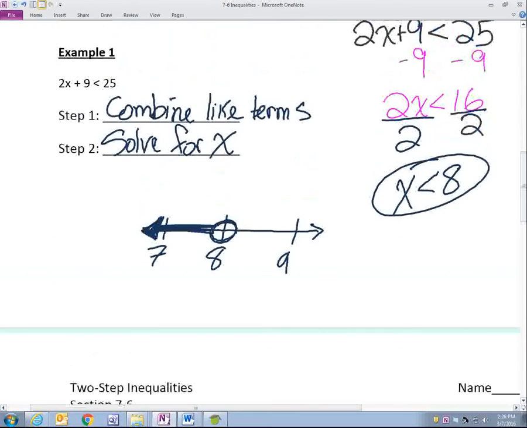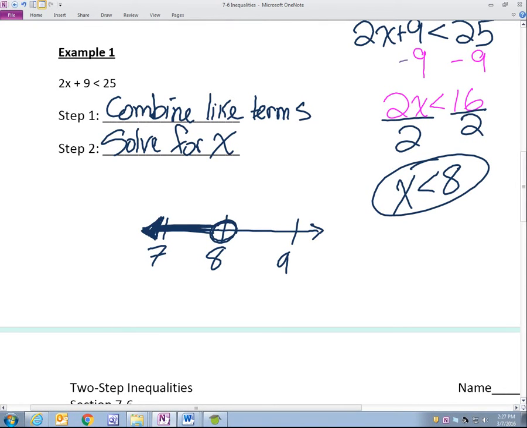Anything less than 8 will hold that true. So if you were to plug in any number less than 8, no matter how small or how far negative, that will hold true, and that's what that arrow represents.